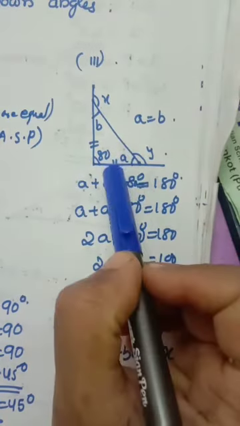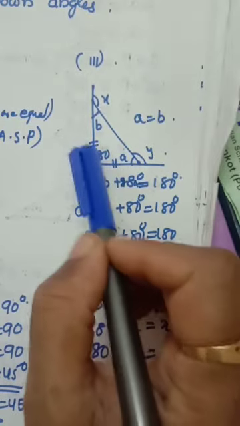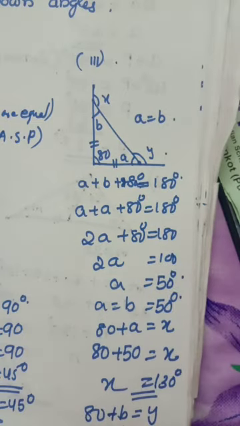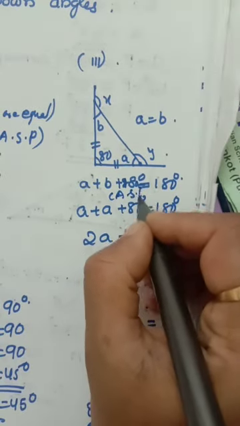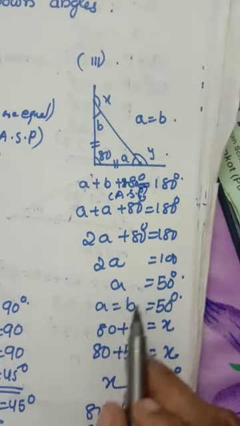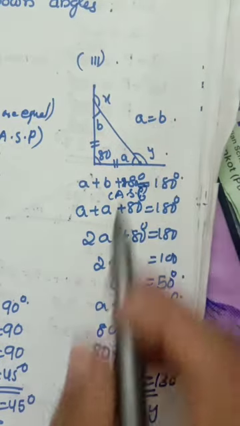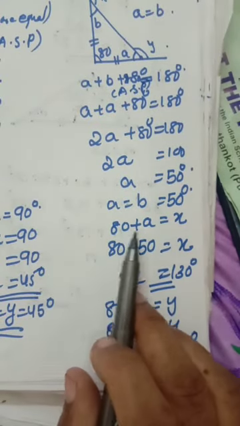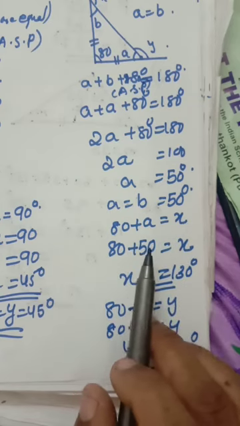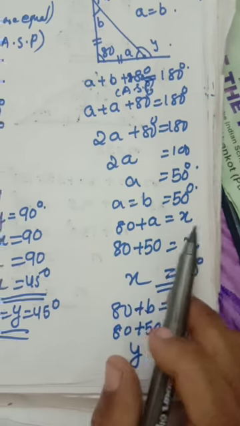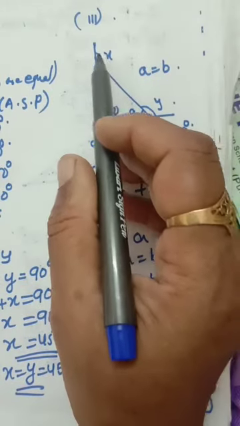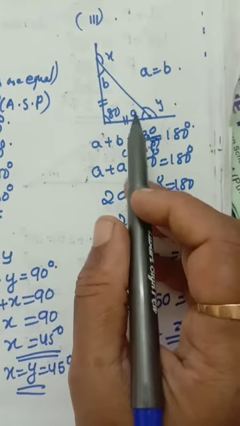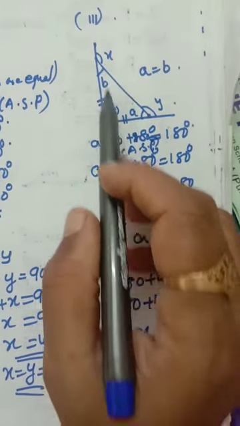Question number 3. Here also sides are equal, opposite angles are also equal. A equals B. Then angle sum property, you have to write the reason, children. Angle sum property, add it, you will get A equal to 50. A and B are equal, so B is also 50. Okay, 80 plus A equals X, so 80 plus 50 equals X. How 80 plus A equals X? It means exterior angle property. Outside angle is X, then the interior opposite angles give 80 plus A equals X. Y: 80 plus B equals Y.